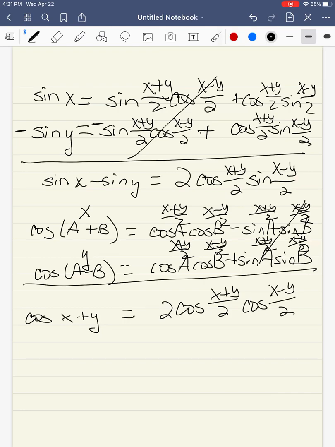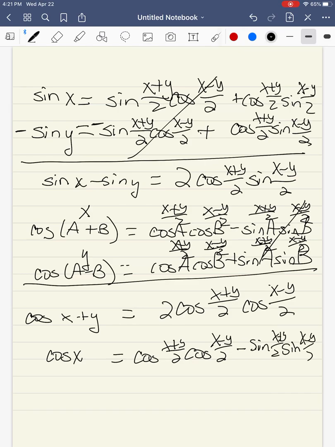And then the last one is asking us to find cosine of x minus y. So it'll be cosine of x equals cosine (x plus y)/2 cosine (x minus y)/2 minus sine (x plus y)/2 sine (x minus y)/2, and cosine of y is the same thing, except this is a plus.